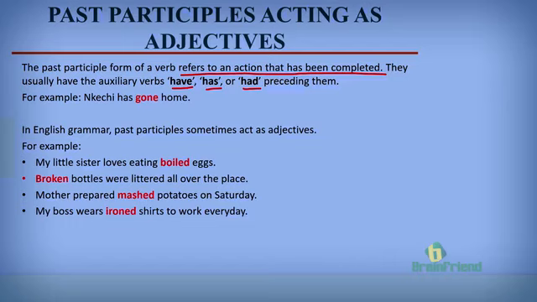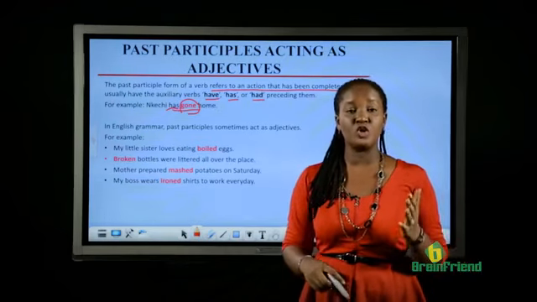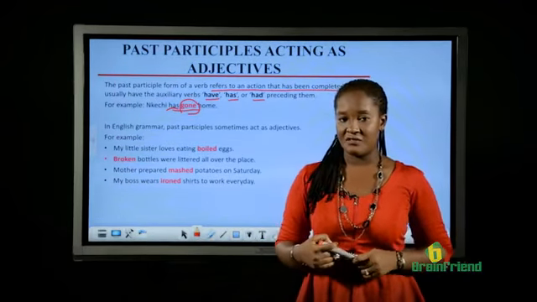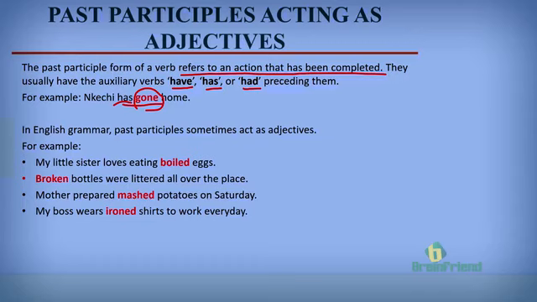For example, Nkechi has gone home. Gone is the past participle verb preceded by the auxiliary verb has. Now, sometimes past participle verbs also act as adjectives, just like present participle verbs. Let's look at these examples. My little sister loves eating boiled eggs. Boiled here is a past participle verb, but it describes the noun eggs. So it makes it an adjective in this sentence.